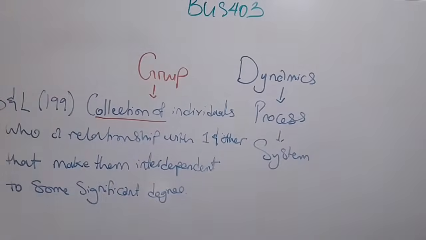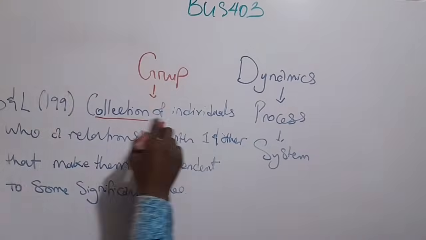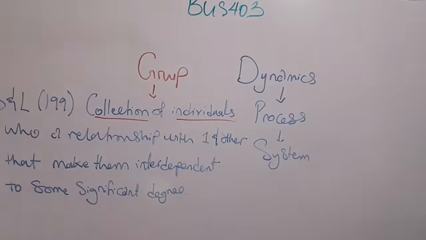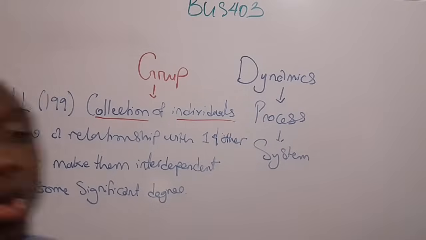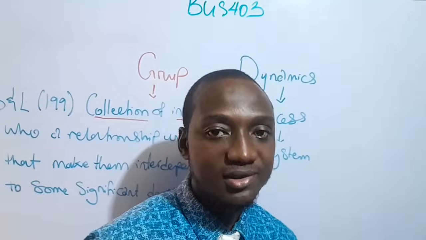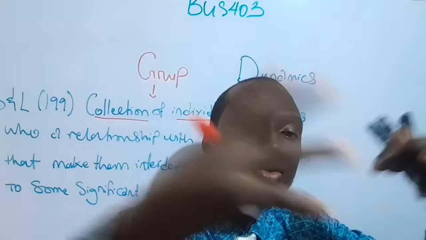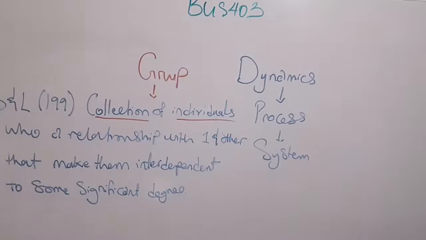The first one here is it's a collection. Collection of what? Collection of pen, biro, houses, or landed property? No, collection of individuals. Meaning that it is not an individual, but a collection of 1, 2, 3 or more individuals. Are we together? Okay.